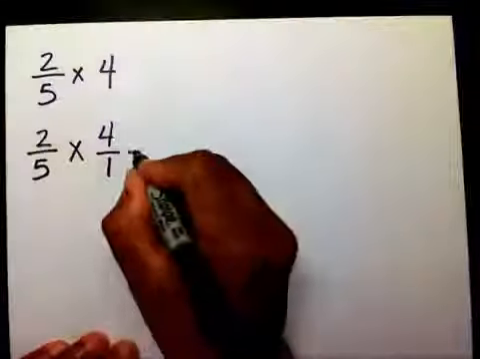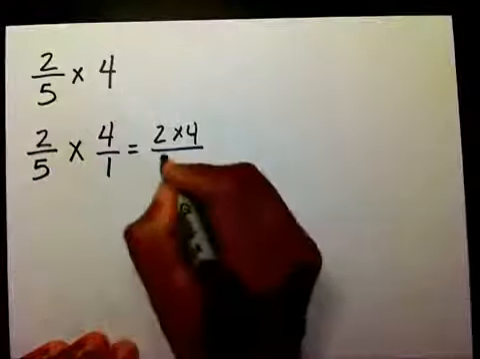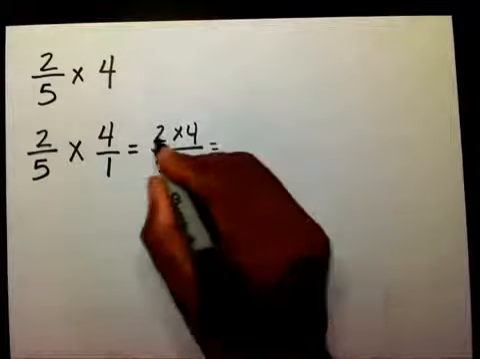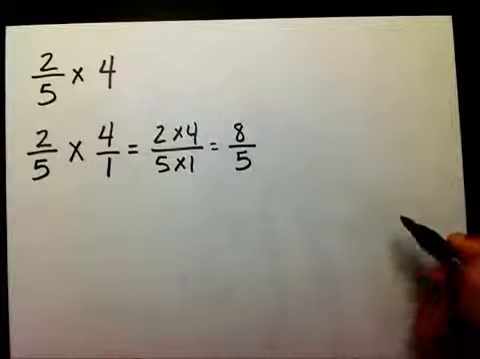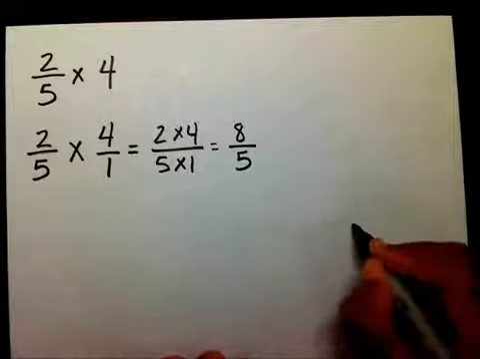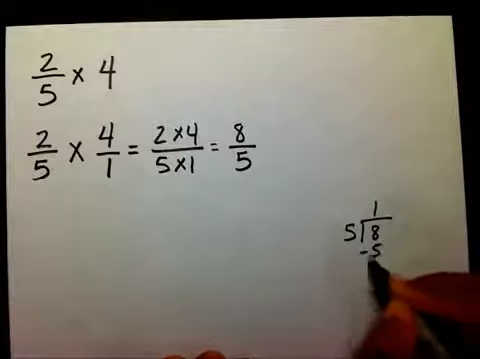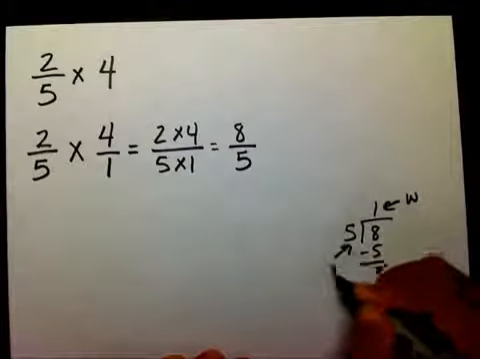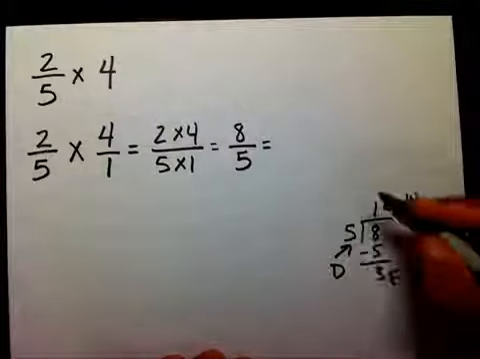Now I'm going to multiply across. That's 2 times 4, and I'm going to multiply 5 times 1. 2 times 4 is 8. 5 times 1 is 5. Again, I have an improper fraction, so I'm going to divide 8 divided by 5. Here's my whole number, here's my numerator, here's my denominator. So my mixed number is going to be 1.